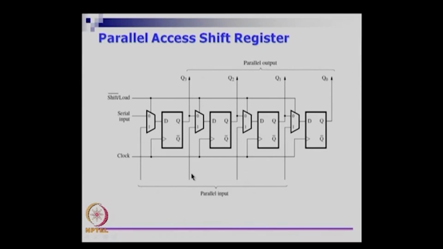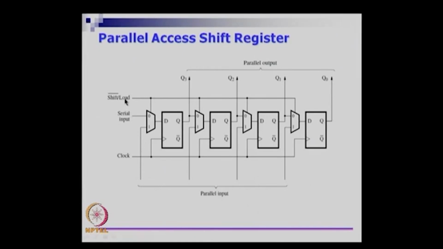And if these are external inputs D3, D2, D1, D0, they are the ones that are going to appear in the D input, right. So D3, D2, D1, D0, if you put here, they will go through the mux because you put load equal to 1 and appear as D inputs for each of these flip flops. So you are able to get something like a parallel load.